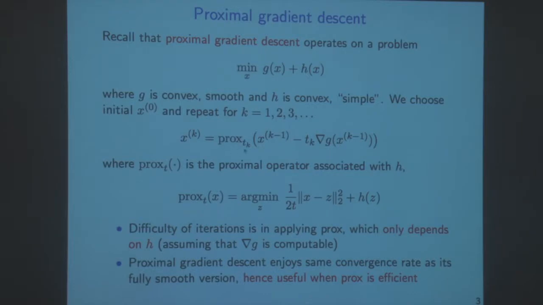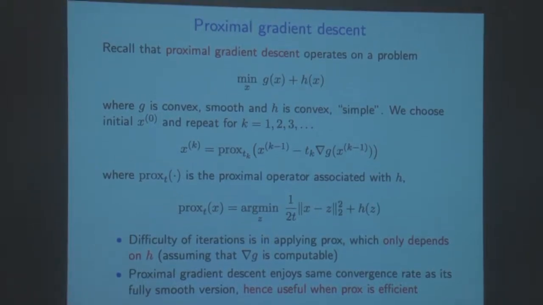And it applied the prox operator of this function h repeatedly to the gradient step that we would make under g. This prox operator is defined as follows. It's the minimizer of the problem that looks to minimize the scaled squared distance between x and z plus h of z. So this is called the prox operator associated with h. And just to remind you, the difficulty in applying the prox only depends on h. There's nothing here to do with g, and that dominates the computational cost typically at each iteration.